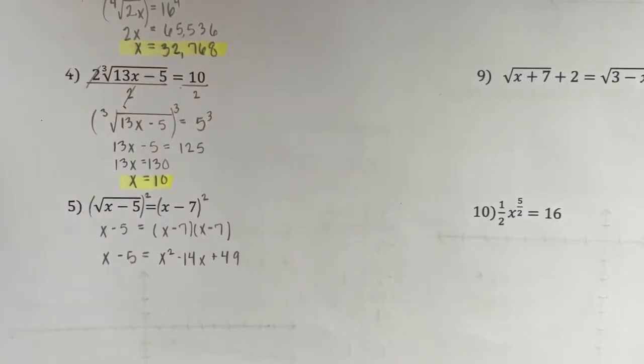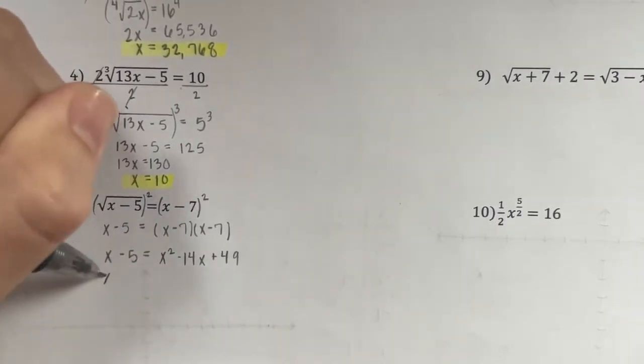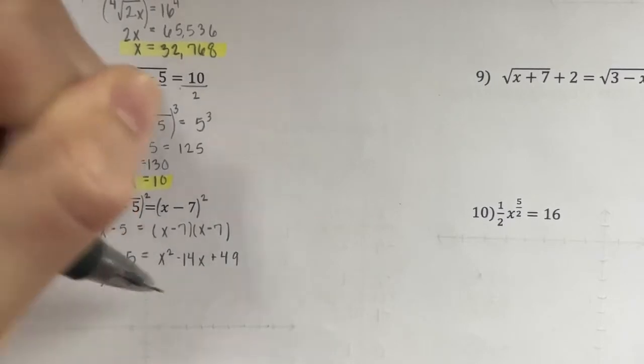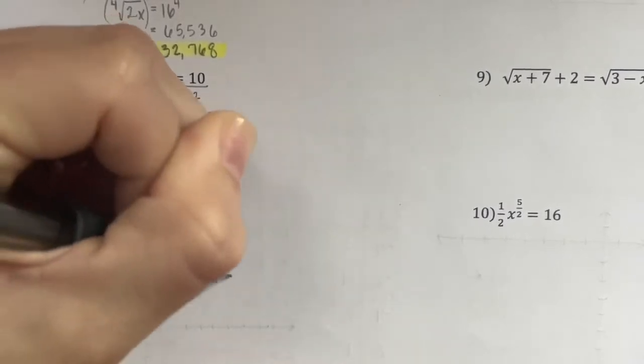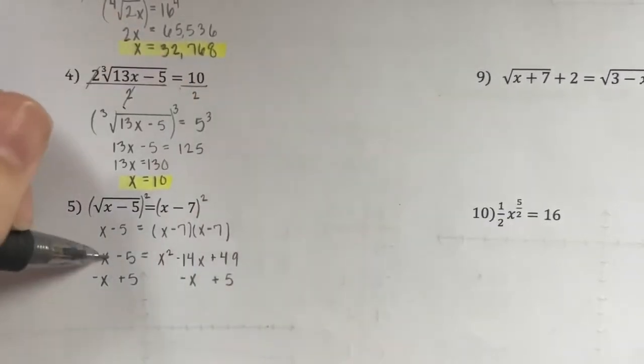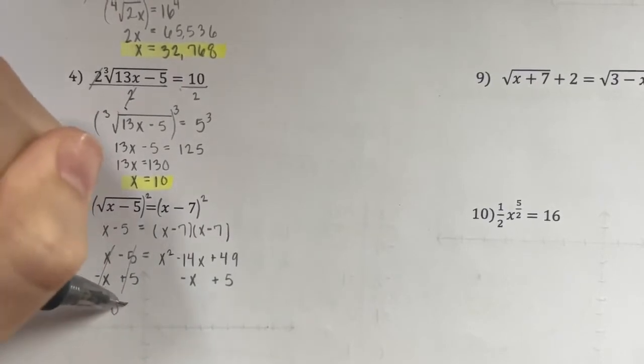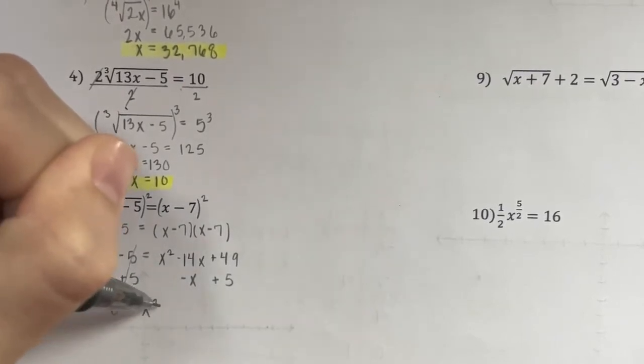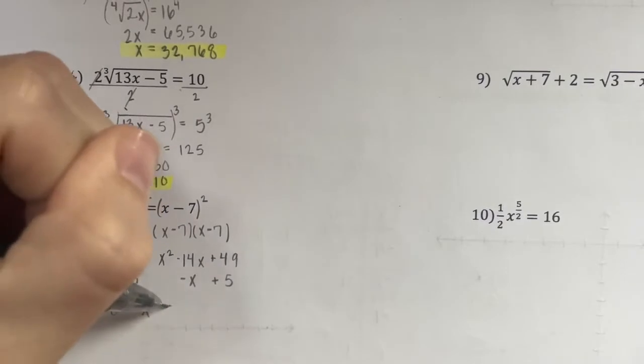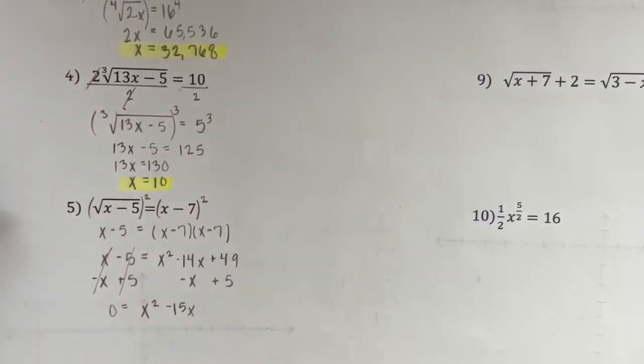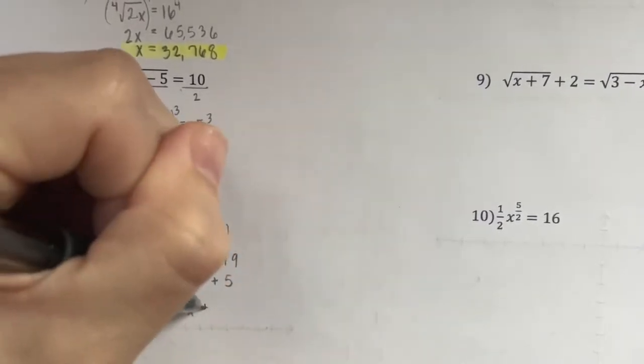Now I'm going to have a quadratic, so I want to get this in standard form. Since I have the x squared, I want to get it in standard form. So I'm going to subtract x over and add 5 over. So these cancel out, and I'm left with 0 equals x squared, negative 14x minus x becomes negative 15x, and then 49 plus 5 becomes 54.